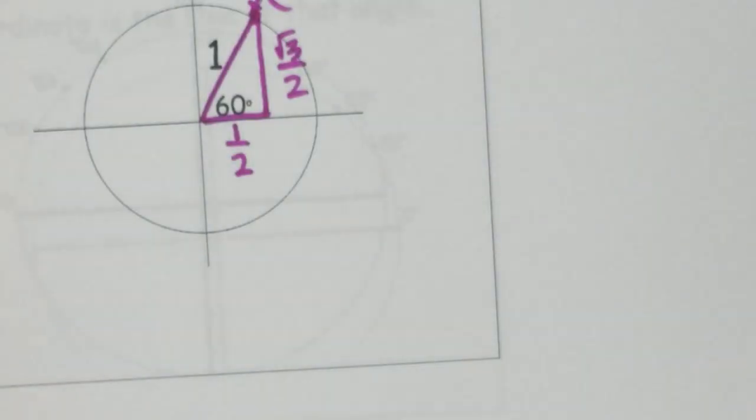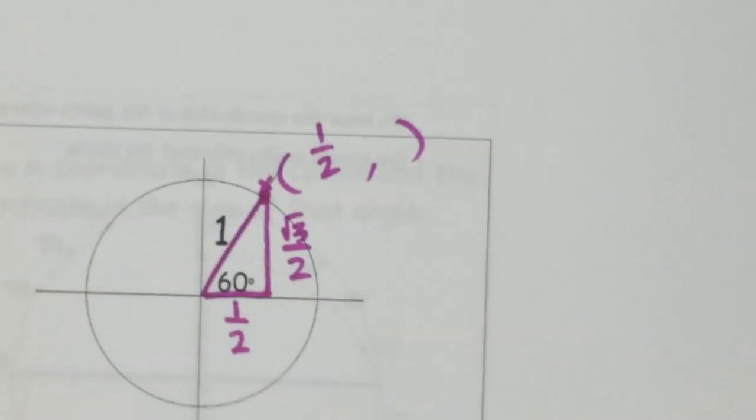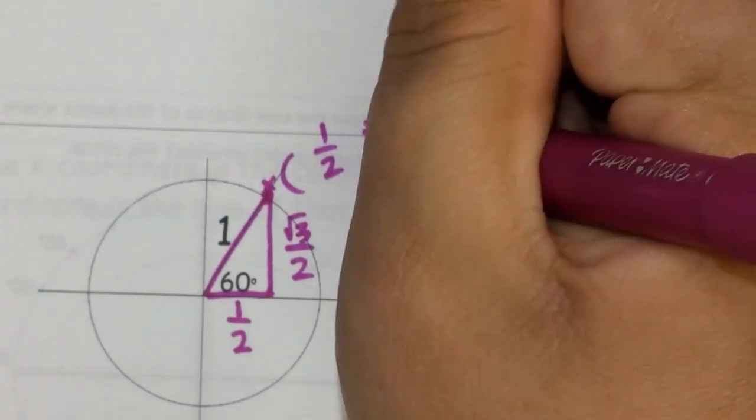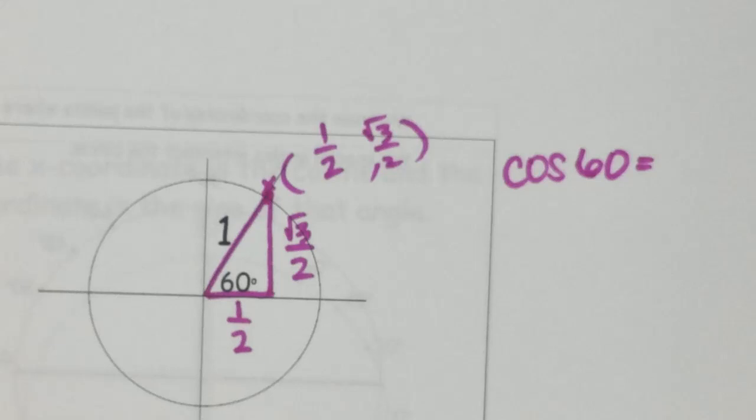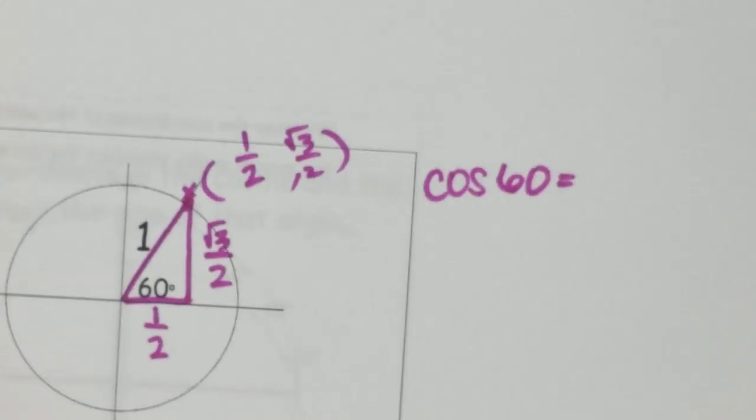Alright, last but not least, our 60 degrees. Oh, I didn't even finish this. What is my cosine of 60? Cosine is adjacent over hypotenuse. What is adjacent here?